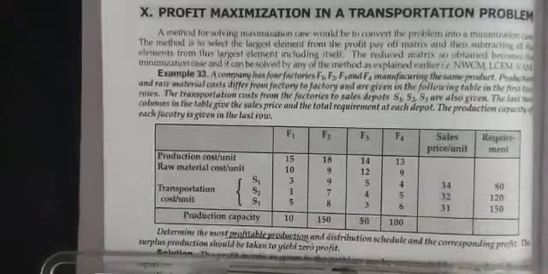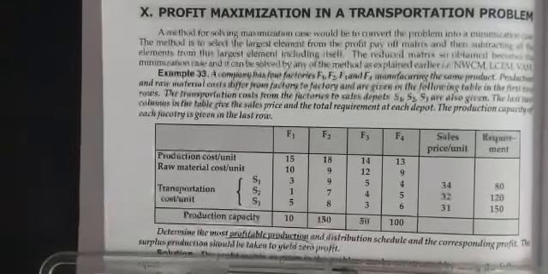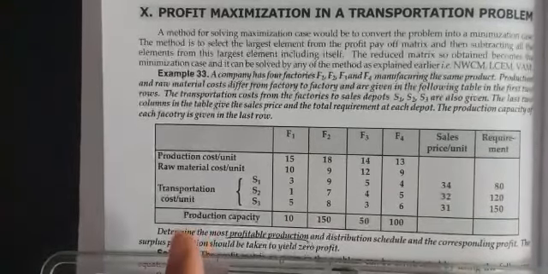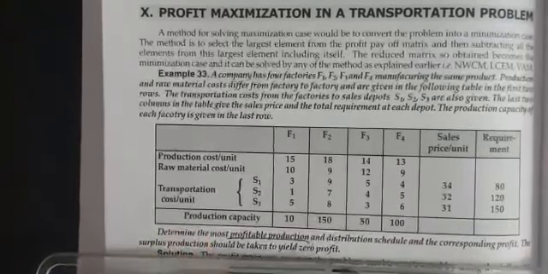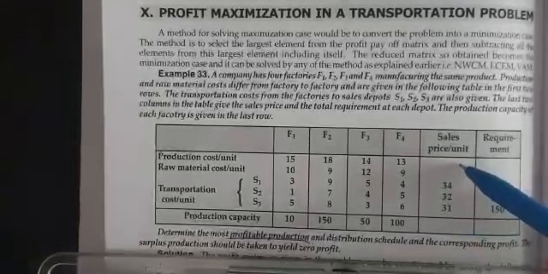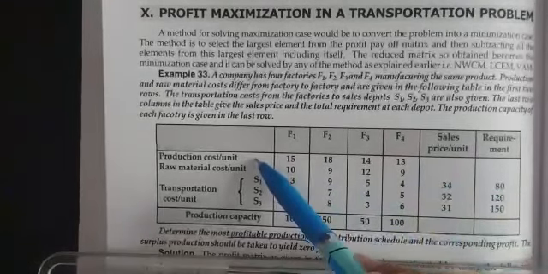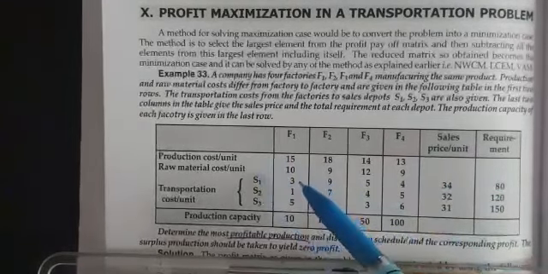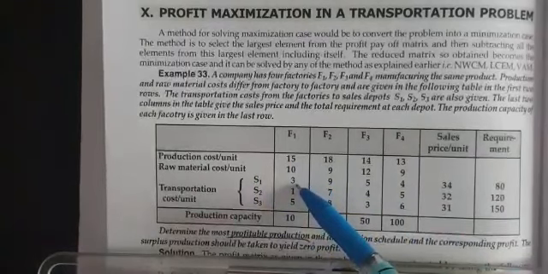So the first thing is that the question is about profits. Profit is not actually given in the question. We have to calculate the profit. The formula for the profit would be sales price minus production cost plus raw material cost plus transportation cost.